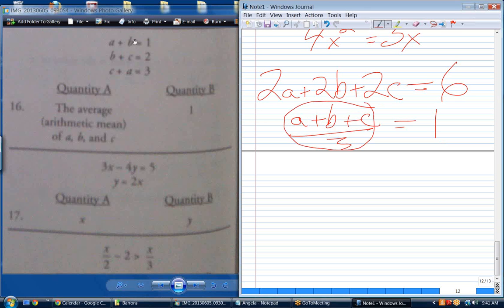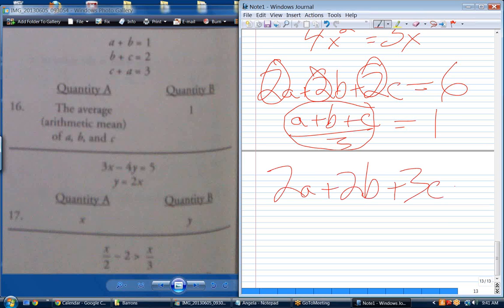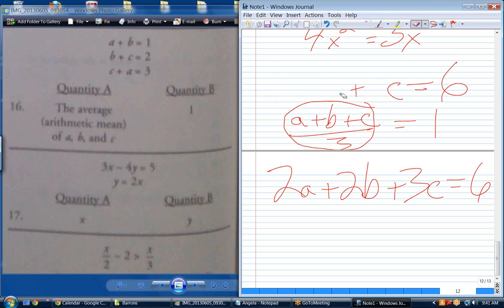But the key thing here to recognize is that when you add these 3 equations together, you get the same coefficient in front of each one of them. Because if I didn't, I wouldn't be able to get anywhere. If I told you that 2a plus 2b plus 3c is equal to 6, you cannot tell me what the average of a, b, and c is. It's impossible. So to be able to reduce this and find the average, we need these coefficients to be the same.